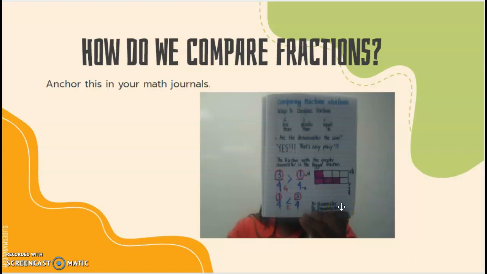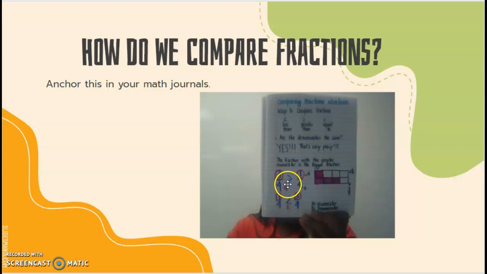So just looking at the models that represent 3/4 and 1/4, you can see that the area that has the most shaded, or the greater amount shaded, would be 3/4. So therefore 3/4 is greater than 1/4. And even using what we know from comparing numbers, we know that 3 is greater than 1. And so when the denominators are the same, and this only happens when the denominators are the same, we can compare the fractions using what we know about place value and comparing whole numbers, looking at the numerator.